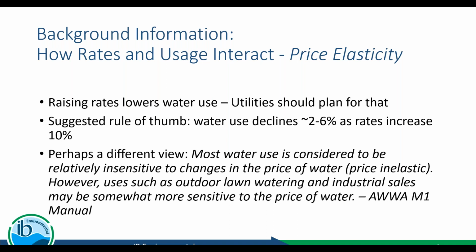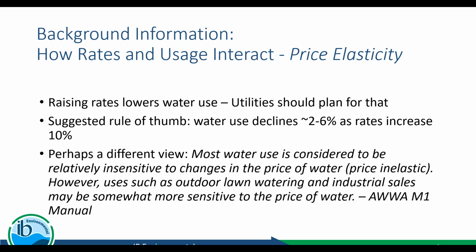And a suggested rule of thumb here, if the utility doesn't have more specific local data, they can start with this one, somewhere between 2 and 6%. We assume that water use will decline, maybe around 3%, for every 10% that rates increase. So if you don't have anything else to go on at the local level, you can probably use that general rule of thumb.